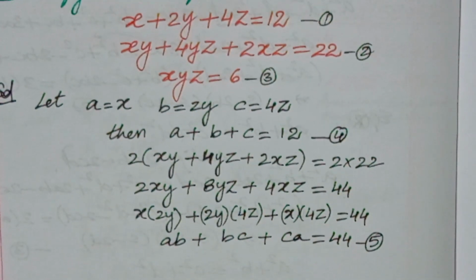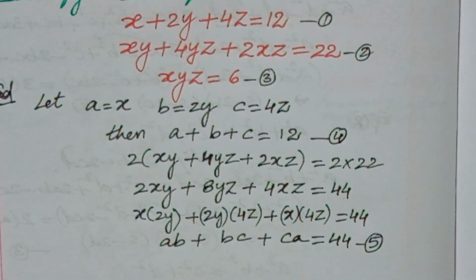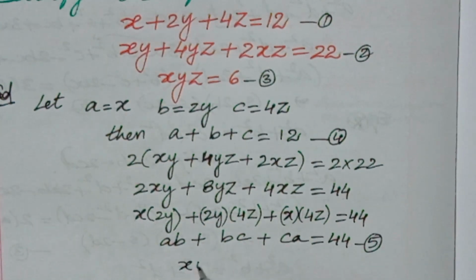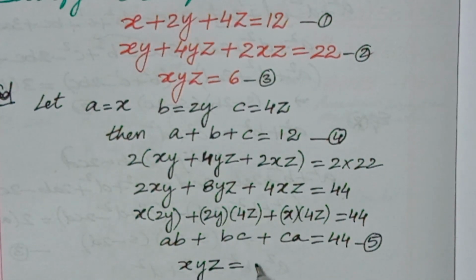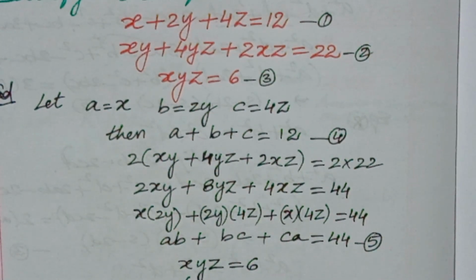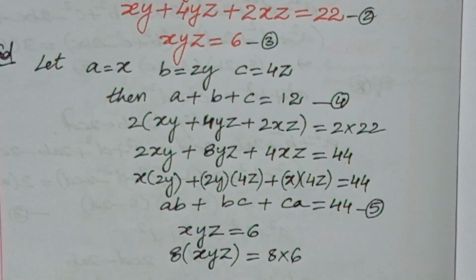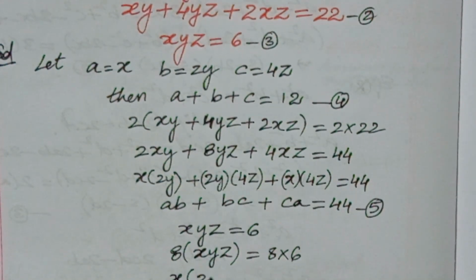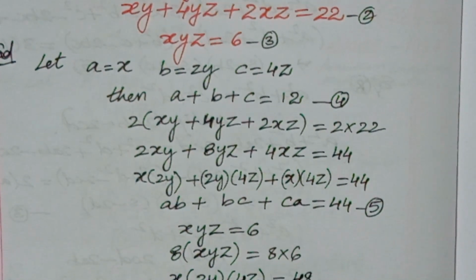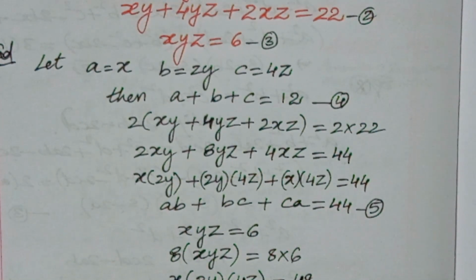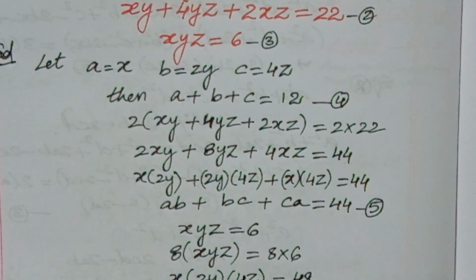Now what about the third equation? xyz is equal to 6, given. This one we have to convert into abc. To convert that, you have to multiply by 8: 8xyz = 8 into 6. Why are we multiplying by 8? You will get the idea. So x into 2y into 4z is equal to 48. So this can be written as abc = 48. Let it be 6.